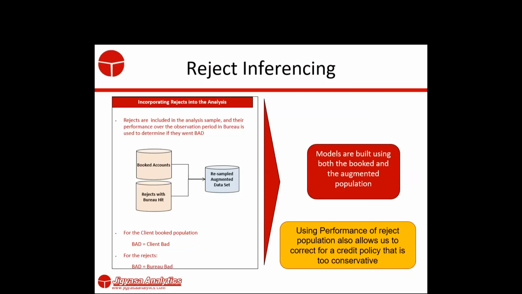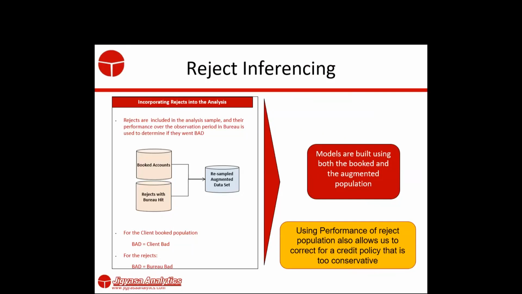So that is why, where the bandwidth and budget allows, I recommend reject inferencing. But reject inferencing also has a lot of demands on data. Now you have to get the data not only at the time of application, but for the rejected population, you need their performance over your observation window from the bureau. So you have to get commercial bureau data.